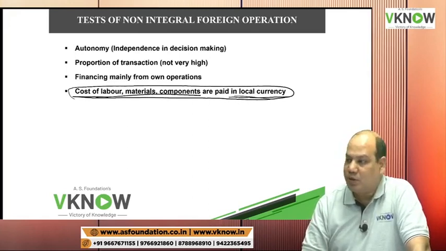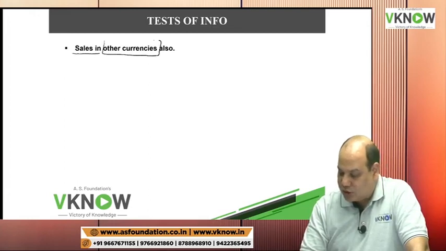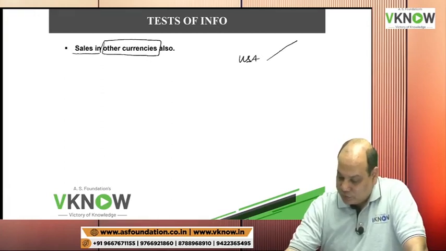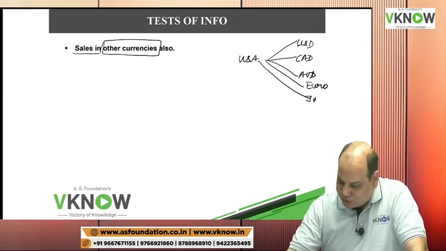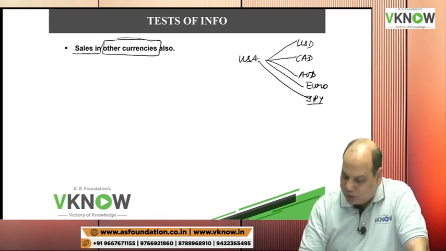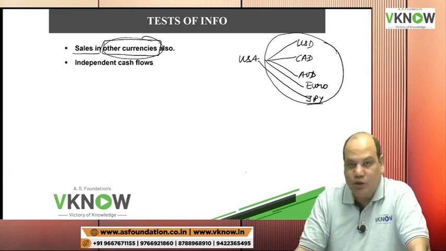They meet their own expenses using their own currency. Fifth one, the foreign operation is allowed to sell in other currencies also. So a foreign operation in USA can sell to a US customer in US dollar, to a Canadian customer in Canadian dollar, an Australian customer in Australian dollar, a European customer in euro, a Japanese customer in Japanese yen JPY. If they have the freedom to sell in any currency they want, they can do it.